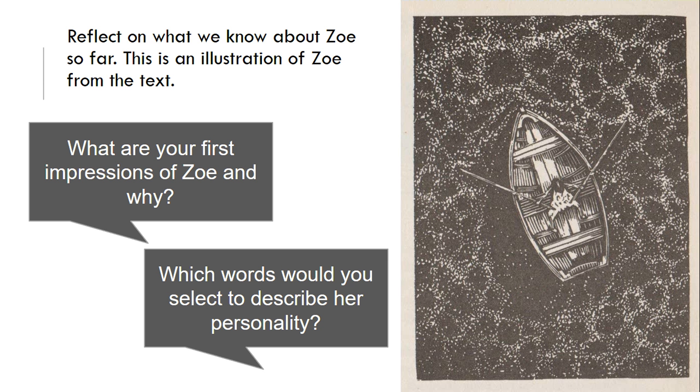Okay, this is an illustration, a picture of Zoe from the text. There she is in a boat rowing along, quite a big boat actually. What are your first impressions of Zoe and why were they? Which words would you select to describe her personality? Again, pause the video and note down all your ideas.